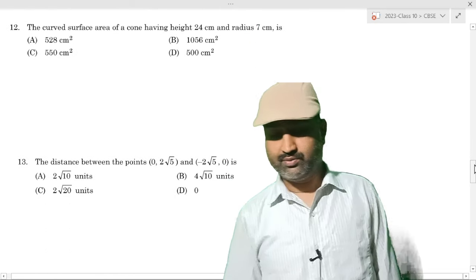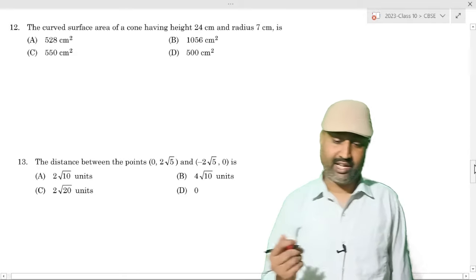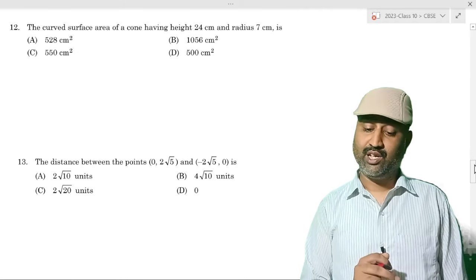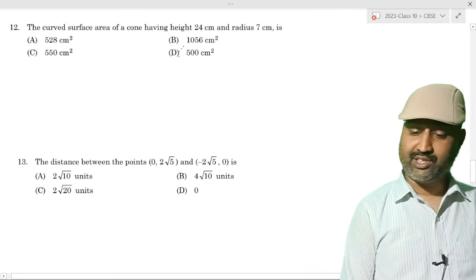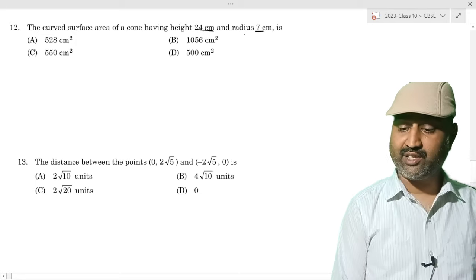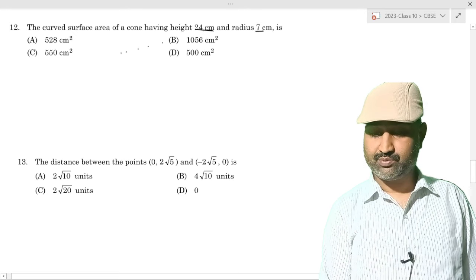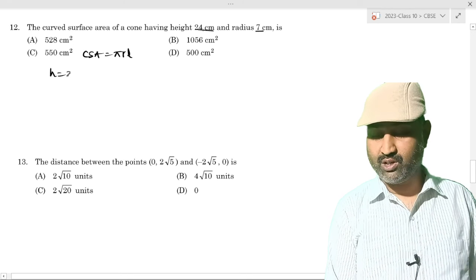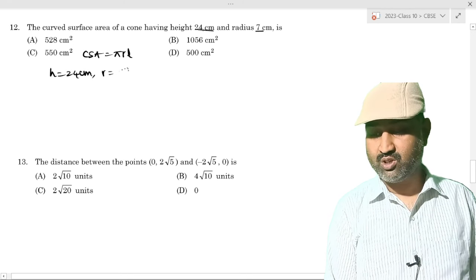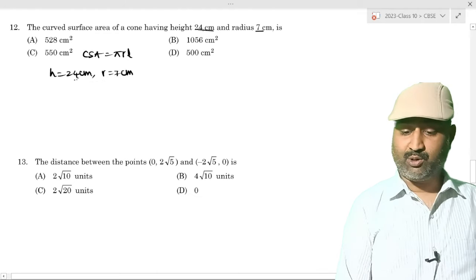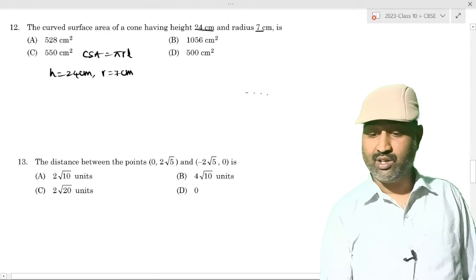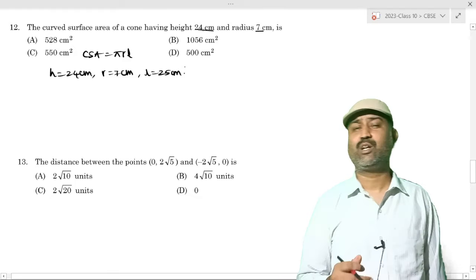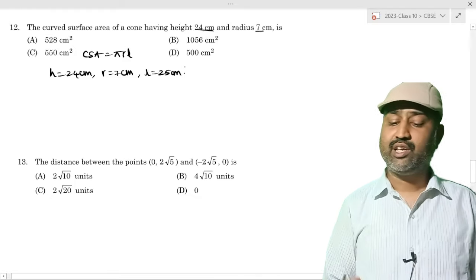The CSA of a cone. Again a CSA question, again a question from surface area. These are questions which are asked in 9th standard also. You have solved such questions in 9th standard. The cone has height 24 centimeter and radius 7 centimeter, right? Remember, CSA is pi RL. See here, remember 24, 7, 25 Pythagorean triplet. Therefore, L is what here? 25 centimeter. You should remember some very important Pythagorean triplets like 5, 12, 13.